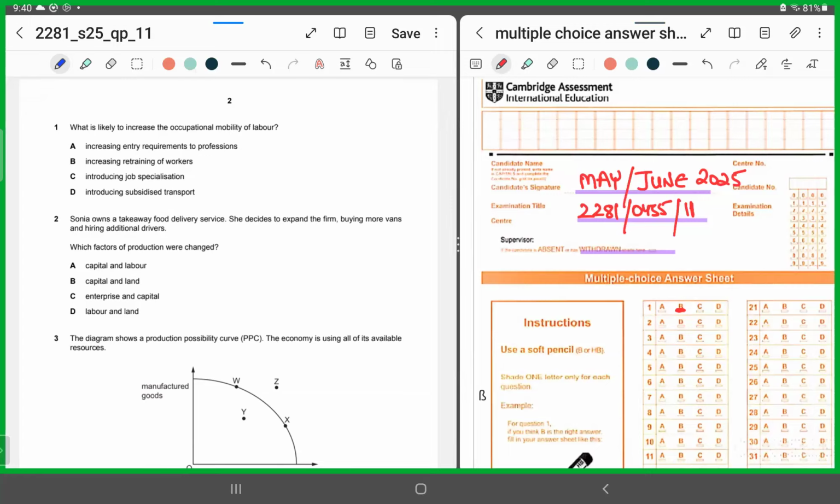So the factors of production that are now being added are increased labor and increased capital. Therefore, both of these point towards option A. So for 2, we'll shade in option A, which is capital and labor, because B talks about capital and land. It's not land, it's capital and labor. So for MCQ number 2, we'll shade in A as the correct response.